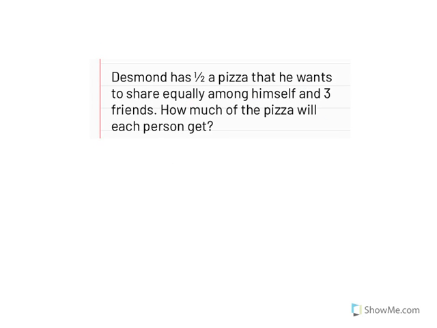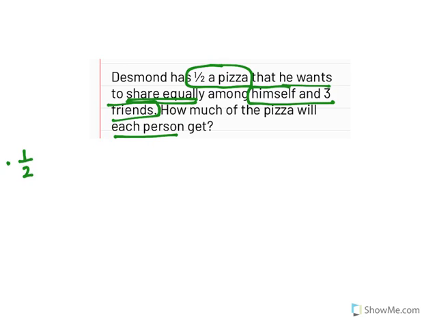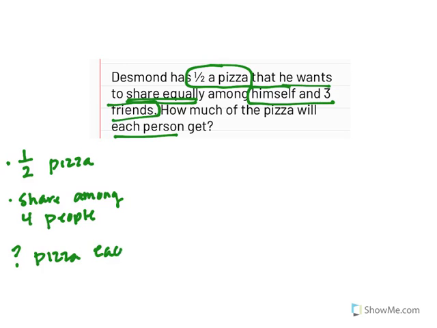Let's look at another problem. This says Desmond has half a pizza that he wants to share equally among himself and 3 friends. We want to know how much of the pizza each person will get. All right, so we know he starts with half a pizza. He wants to share among 4 people because it's himself and 3 friends. We want to know how much pizza each person gets.